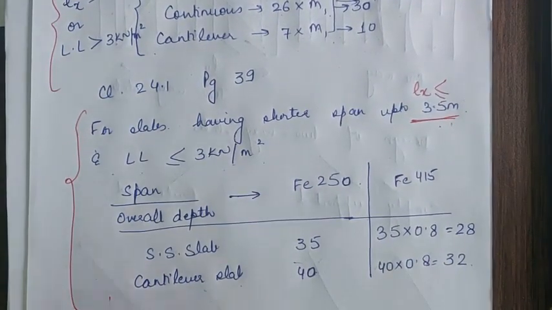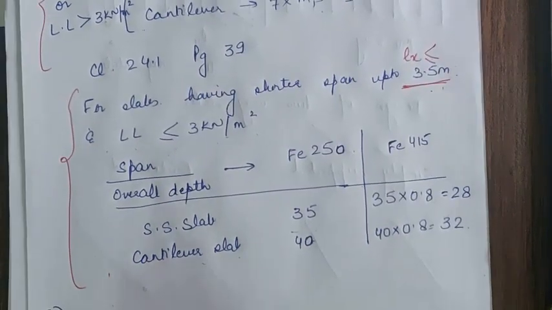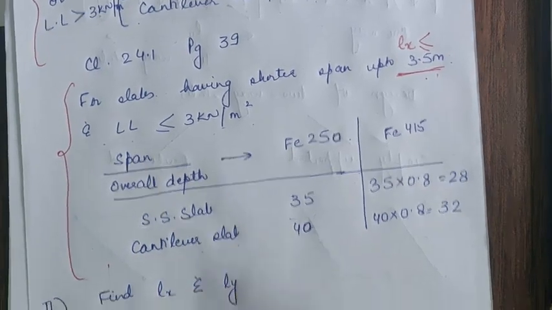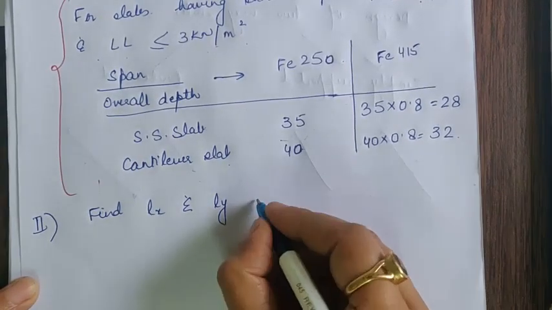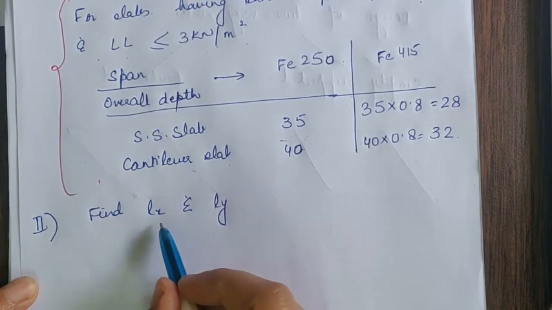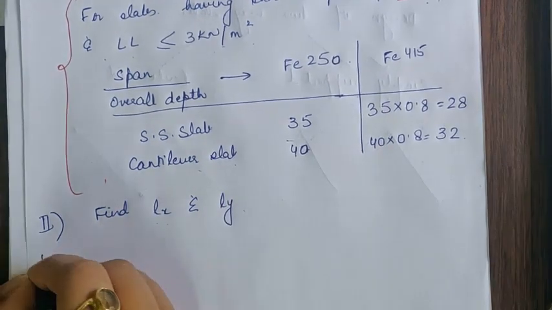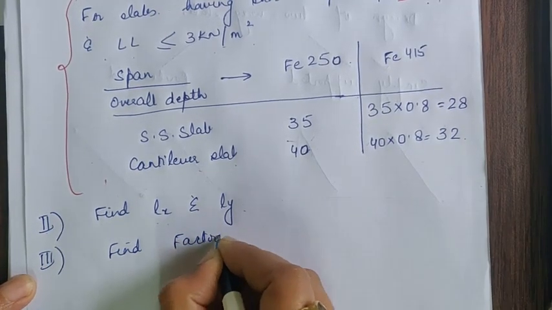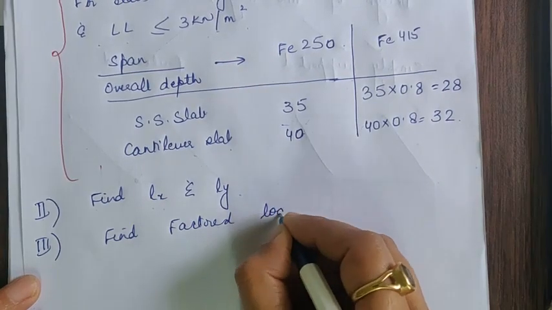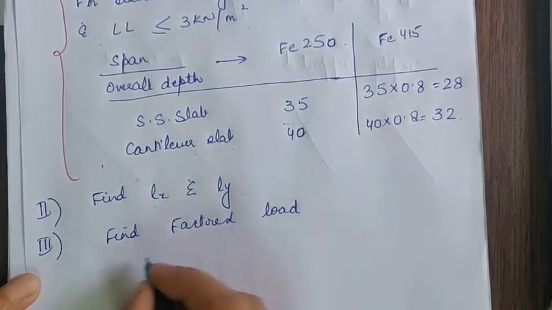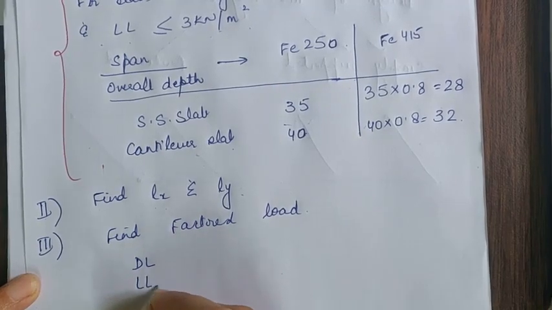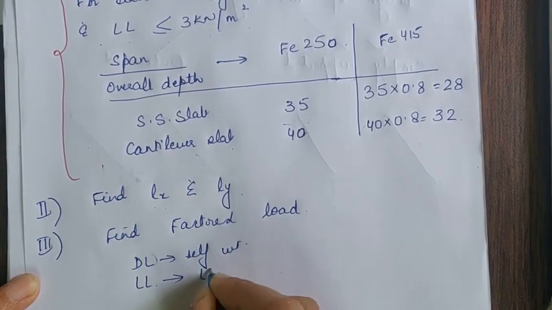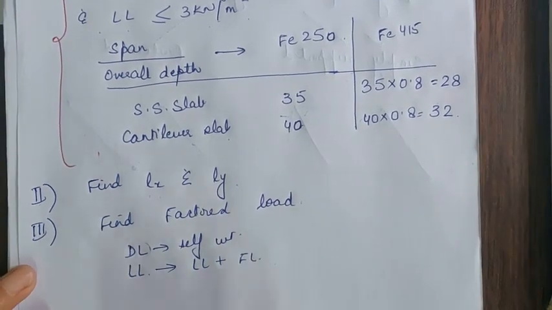Then the next step is find Lx and Ly. Either it is given to you, or if it is not given and the clear spans are given, we will find out Lx and Ly. What is the third step? Find factored loads. All the steps are nearly the same as we have done in one-way slabs. Factored loads: dead load, live load. Dead load was self weight. Live load was live load plus floor finish load, etc., and all those things.